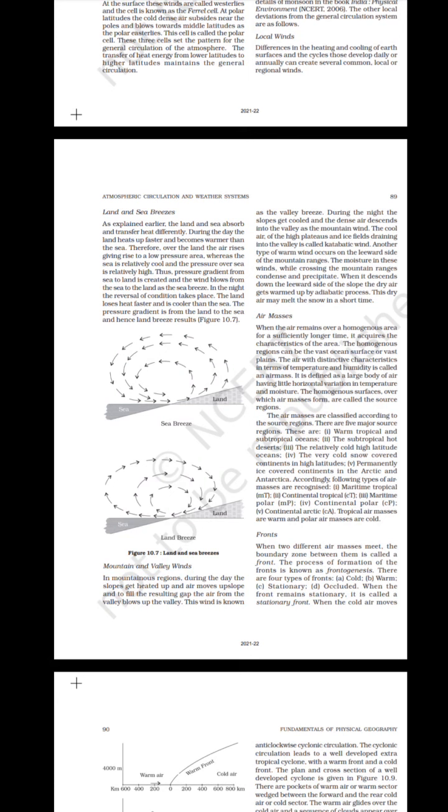As explained earlier, the land and sea absorb and transfer heat differently during the day. The land heats up faster and becomes warmer than the sea. Therefore, over the land, the air rises, giving rise to a low pressure area, whereas the sea is relatively cool and the pressure over the sea is relatively high. This pressure gradient from sea to land is created and the wind blows from the sea to the land as the sea breeze. In the night, the reversal of condition takes place. The land loses heat faster and is cooler than the sea. The pressure gradient is from the land to the sea and hence land breeze results.